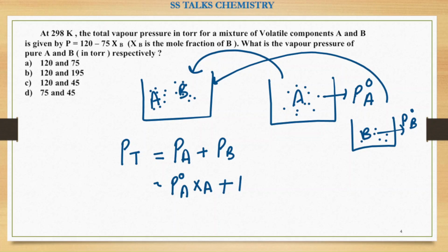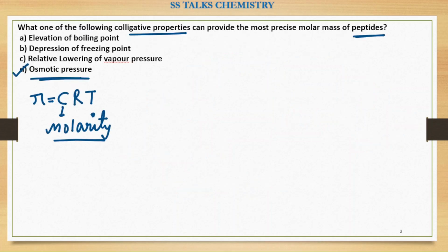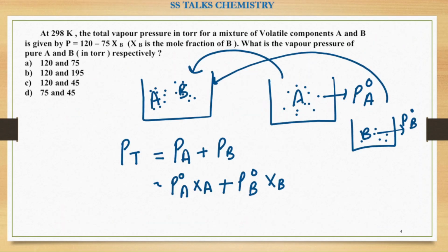And the partial pressure of B will be P naught of B, the pressure the B component would have exerted if only B were present in the beaker, into XB, its mole fraction. Now the sum total of the mole fractions of these two components in the beaker, XA plus XB, will be equal to unity.